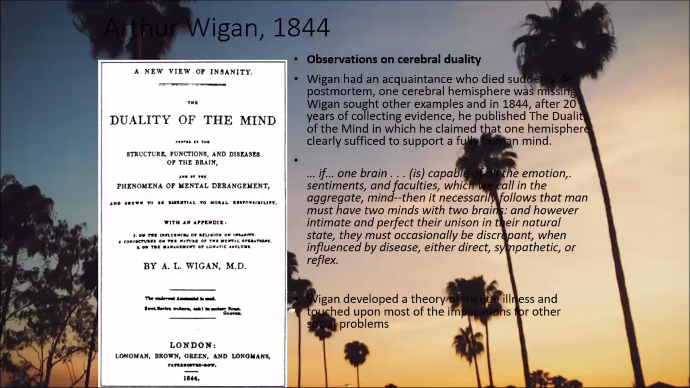Okay. Well, people have recognized this duality of the brain since 1844, when this man, Wigan, had an acquaintance who died suddenly. At post-mortem, one cerebral hemisphere was missing. So he realized, wait, if one hemisphere can do everything, why do we need two?